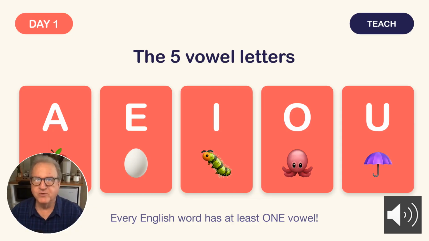Here are the vowels in English. A, E, I, O, U. These are the vowels in English. A, E, I, O, and U. So we're going to see these vowels for 11 more days. These are really important in English.